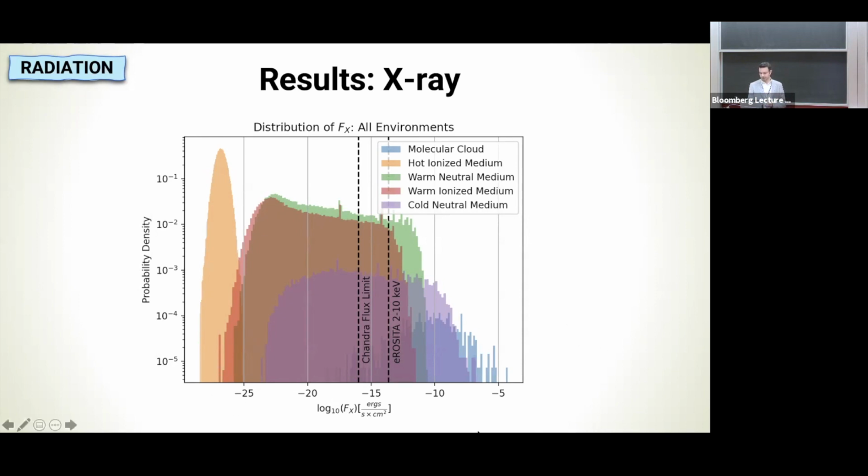As you can see, these are X-ray fluxes. And for example, the molecular cloud, the blue one here, is providing the highest fluxes because it's the densest environment. This is cold neutral medium, the violet one. So Chandra should be able to observe about 10% of intermediate mass black holes, so 10% of fluxes potentially emitted by intermediate mass black holes, while eROSITA should be able to observe 4%.